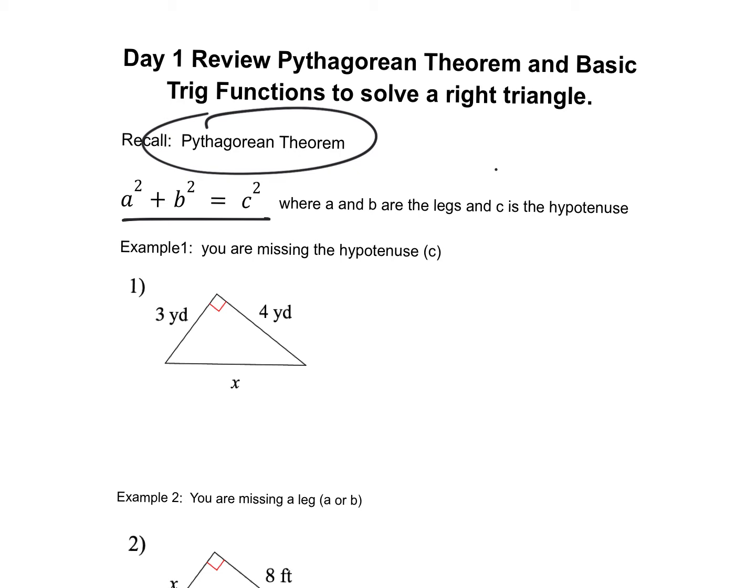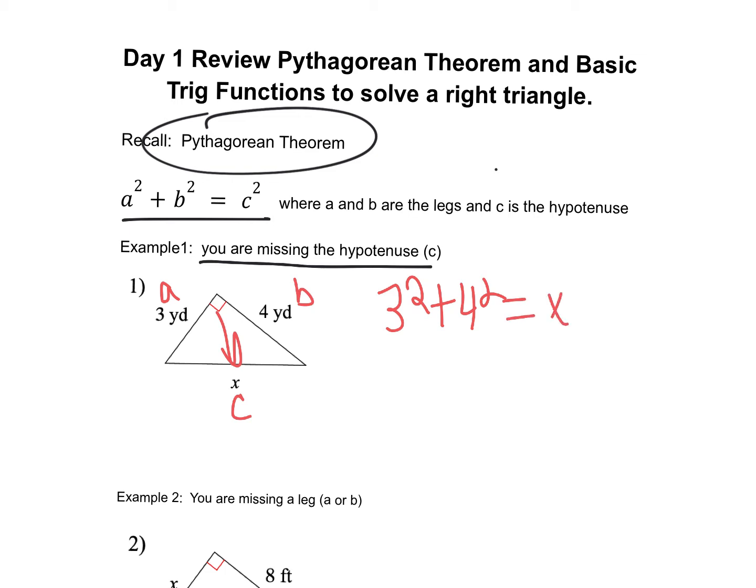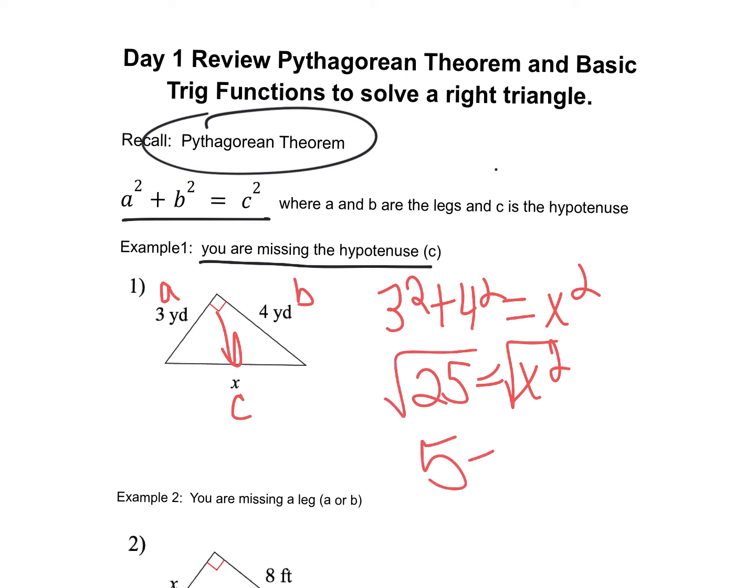So first example we're going to look at is when you are missing the hypotenuse. So we would have a, b, and c. So our hypotenuse, remember, is always across from the right angle. So if we're going to use the Pythagorean theorem, we would say 3 squared plus 4 squared equals x squared. And when we combine 3 squared, 9 plus 16 is 25 equals x squared. And now we don't want x squared, we want x. So we take the square root of both sides and we get 5.